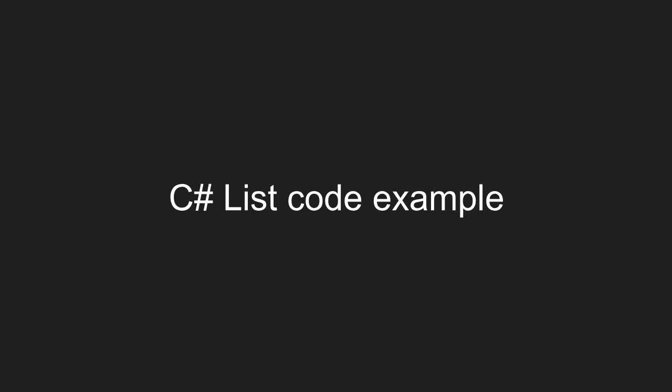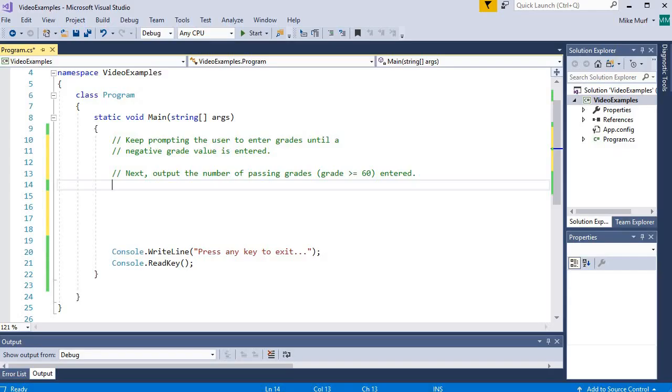In this video, I'm going to go over a simple list example in C#. So I've modified the array example that we did a couple videos ago. In this problem, I want to keep prompting the user to enter grades until some negative grade value is entered. The negative grade value will be our sentinel exit from the loop that controls us entering grades.